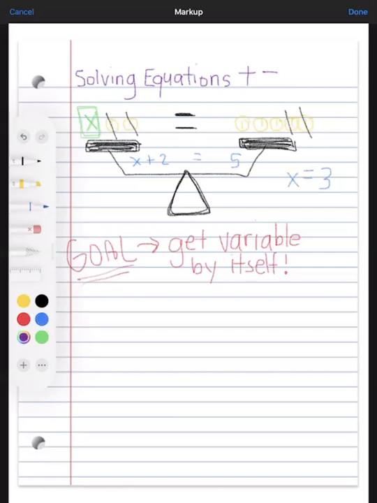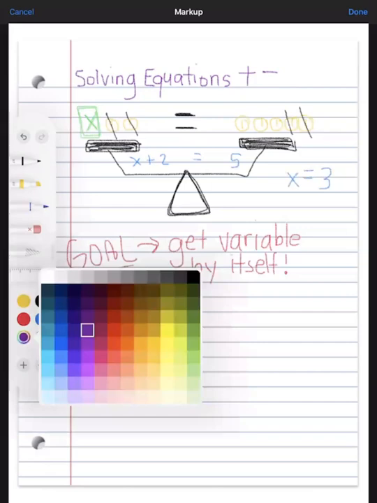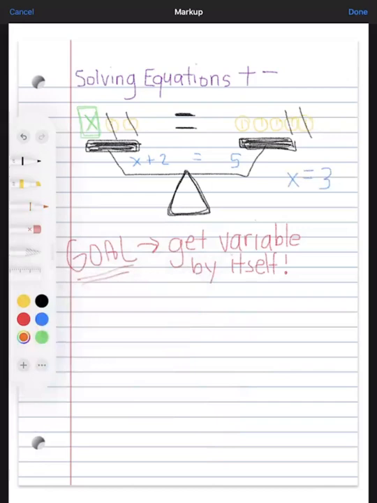So something we know about adding and subtracting is they are called inverse operations. And that means that they cancel each other out. So we're going to write that. Addition and subtraction cancel each other out.